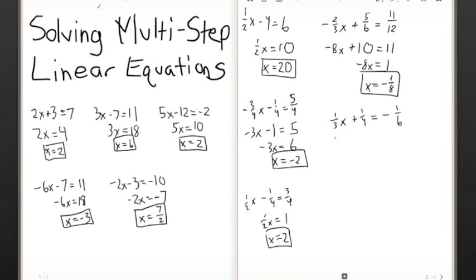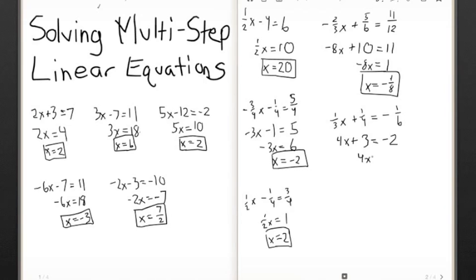Well, it's going to be 12 again. So, now we multiply everything by 12. 1/3 x times 12. What's 1/3 of 12? It's 4. 4x plus 12 times 1/4 is 3 equals 12 times negative 1/6. So that's going to be negative 2.